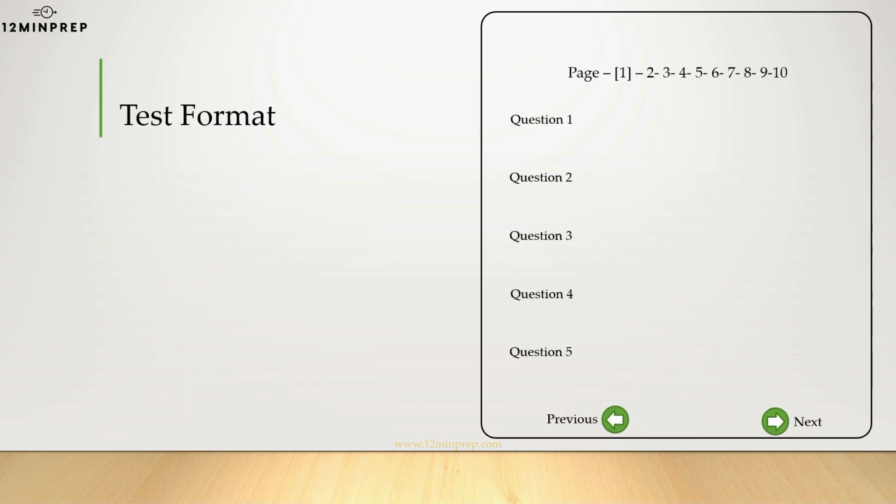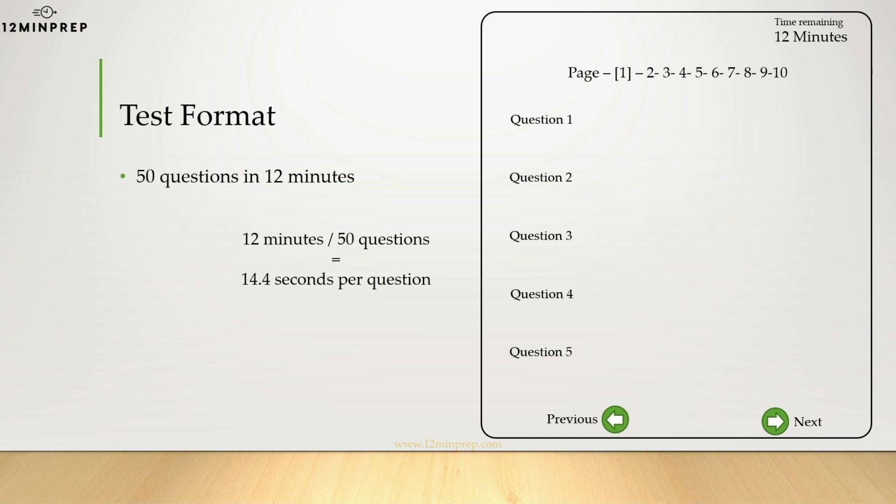As for the format of the test, there are 50 questions and the time allotted is 12 minutes. A timer shows up at the top right corner of the screen, counting down in minutes but not in seconds. One could say that you have 14.4 seconds on average per question, but you will see later in this course that the average timing perspective is not the way to ace this test.